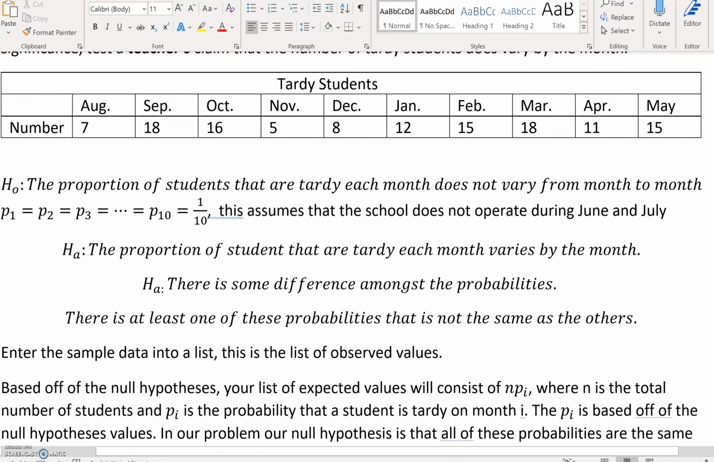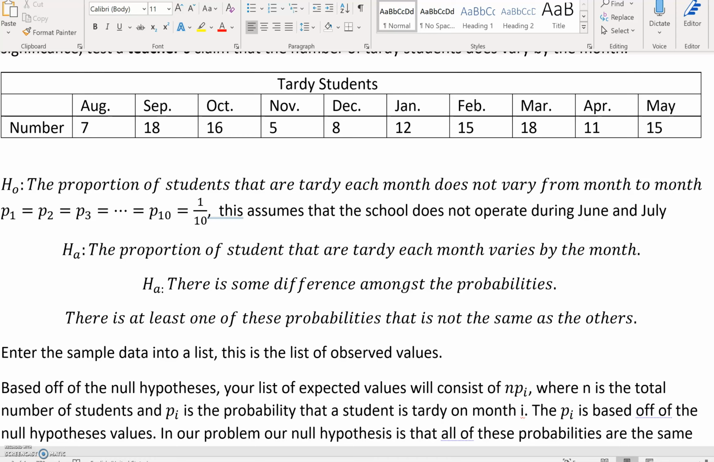So what's the null hypothesis? The null hypothesis is that the proportion of students that are tardy each month does not vary from month to month. So the probability that a random student is tardy on any given month equals 1 divided by 10.